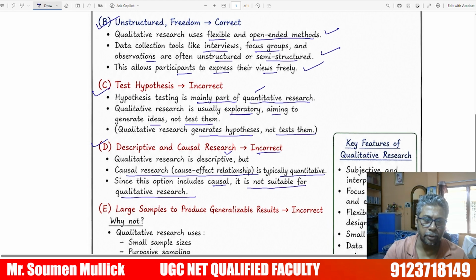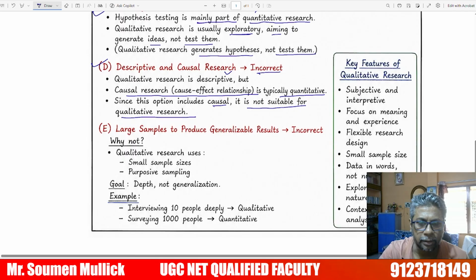Large sample to produce generalized result: that is incorrect. Qualitative research uses a small sample size and purposive samples, for depth, not generalization. Example: interviewing 10 people deeply is qualitative. Surveying 1000 people is quantitative. These are the key features of qualitative research.